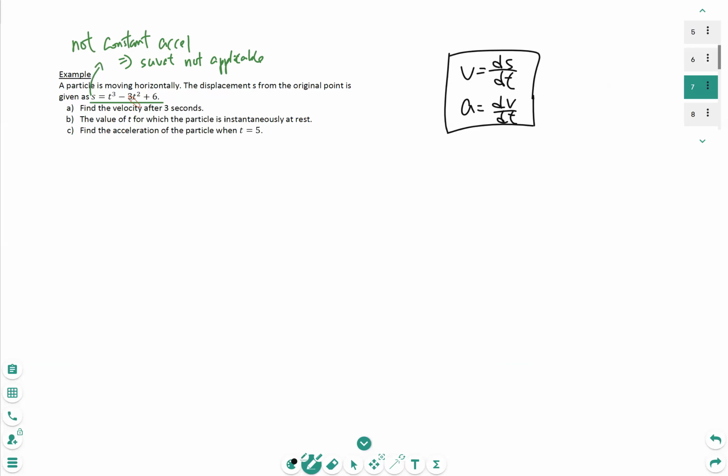How do we know it's not constant, you may ask? Because you can see s is a function of t, so it's a curve, it's not a straight line.